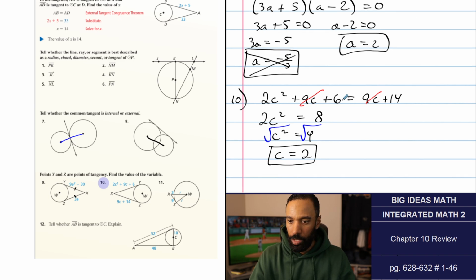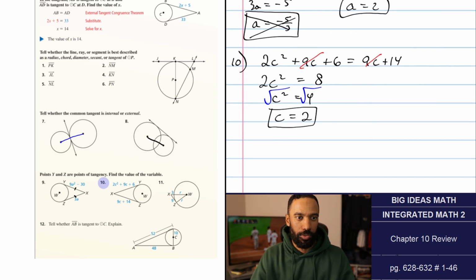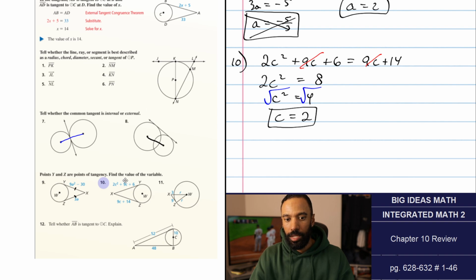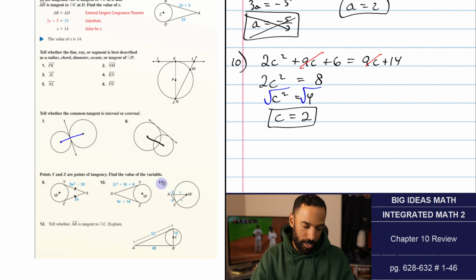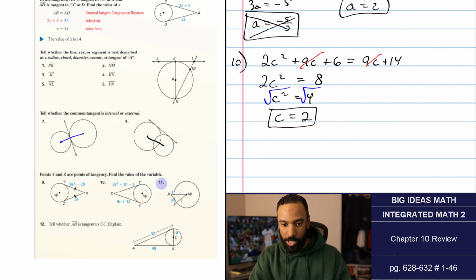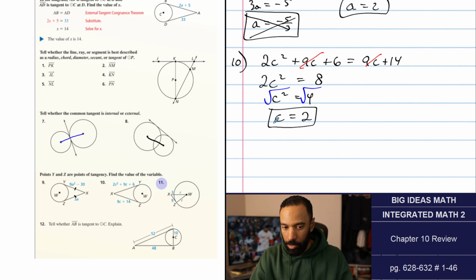Okay. We finished 10, right? Let's move on to number 11. Now, number 11 does not have 2 tangent segments. It only has 1 from x to z. But x to z is a tangent segment, and w to z is a radius.